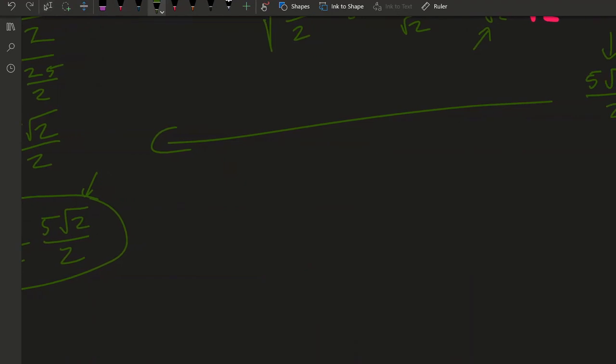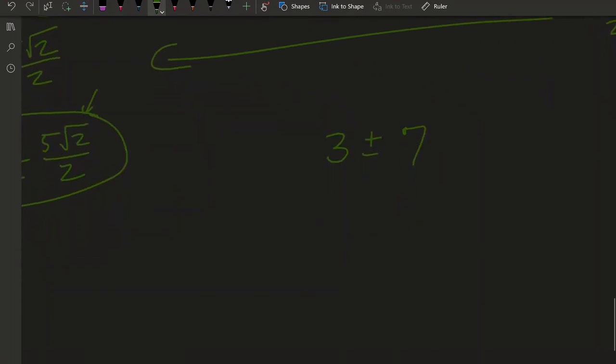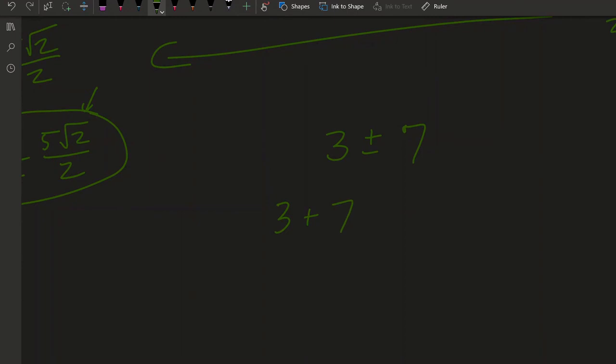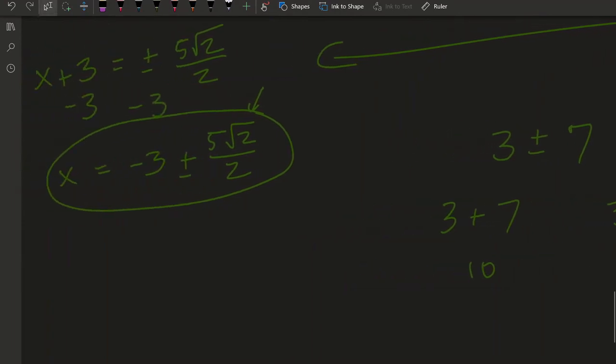Now, just for a moment, let's suppose that they were like terms. Let's say that we had 3 plus or minus something like 7. In that case, I would have to split it into 2 parts, one with a plus and one with a minus, and then I would get 2 separate answers, 10 or negative 4. Now, please remember that this is actually 2 answers. It's negative 3 plus 5 square root of 2 over 2, and negative 3 minus 5 square root of 2 over 2. But this is a way of condensing our answer.